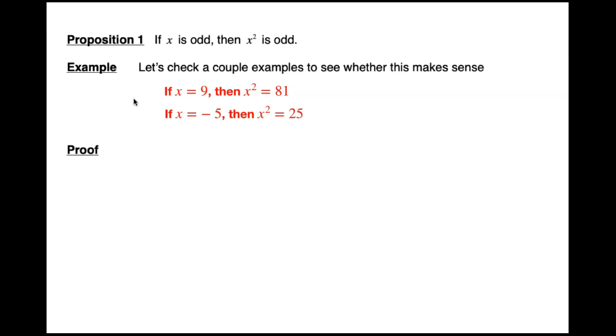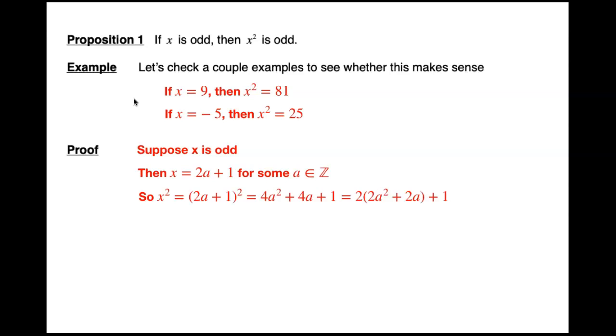So what about the proof? Direct proofs, we will start at P. This is a conditional statement. If P, then Q. So we start by assuming that P is true. Suppose x is odd. Then that means that x equals 2a plus 1 for some integer a. In turn, we can write that x squared is (2a plus 1) squared, and if we expand, we get 4a squared plus 4a plus 1.